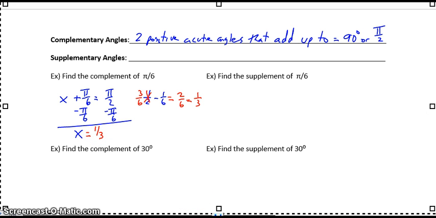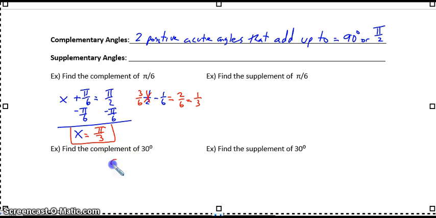So instead of writing it like that, I need to put my pi in there. So it would be equal to pi over 3. So if you take pi over 3 and add pi over 6 to that, you would get pi over 2, or 90 degrees.